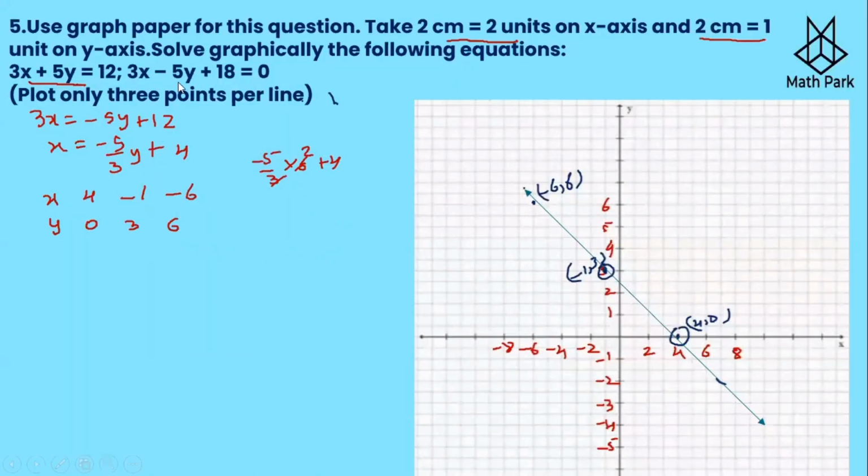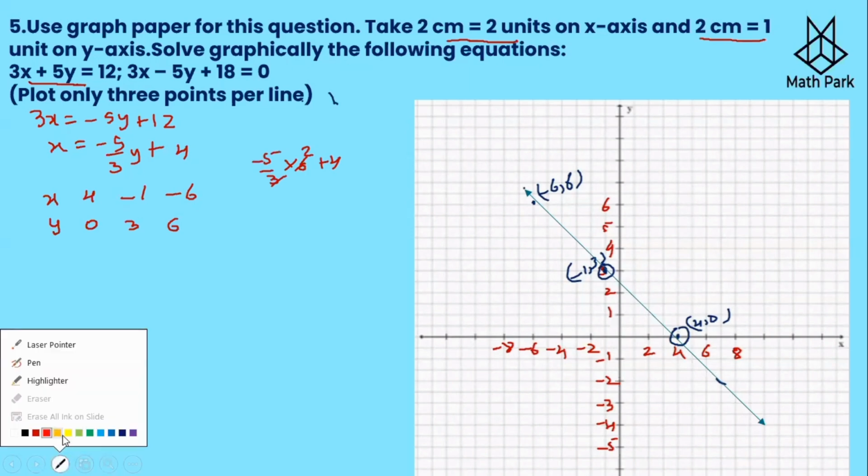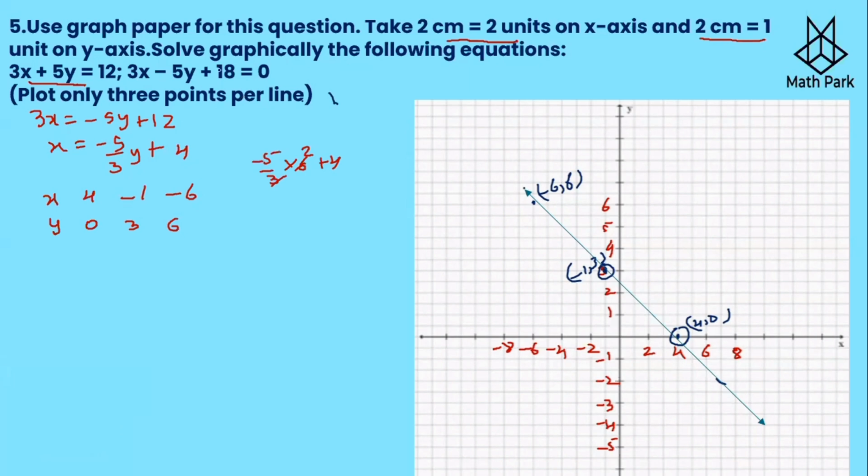And the next line is 3x minus 5y plus 18 is equal to 0. So 3x minus 5y, again 18, if I shift here, I can make x the subject. So I'm keeping 3x here is equal to minus 5y goes there, it becomes plus 5y. 18 goes there, it becomes minus 18. Making x the subject, you get x is equal to 5 upon 3y minus 18 upon 3 is 6, minus 6. Again, we can take the values of x and y.